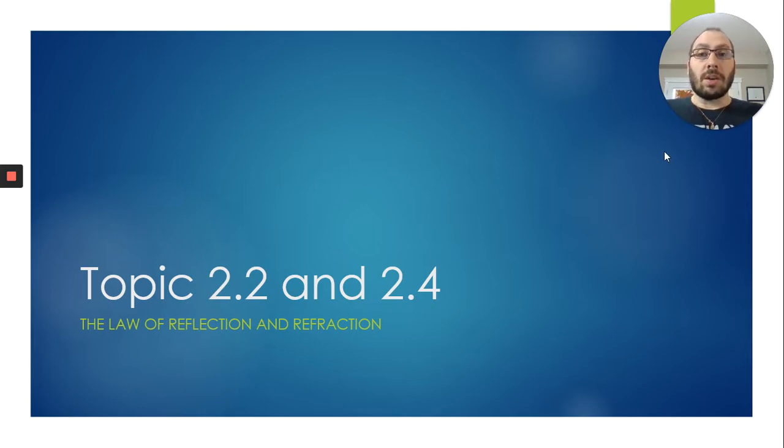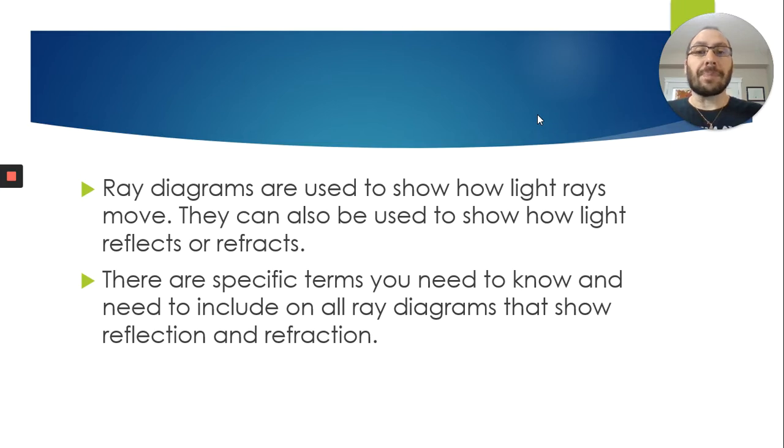So today we're going to talk about topic 2.2 and 2.4, the law of reflection, or reflection with mirrors, and then refraction. Okay, so we're going to start with just talking about ray diagrams. I told you before, ray diagrams are used to show how light rays move from one spot to another. They can also be used to show how light reflects and refracts. This is pretty important. So if we were actually in the classroom, you'd be able to draw me some ray diagrams and those types of things.